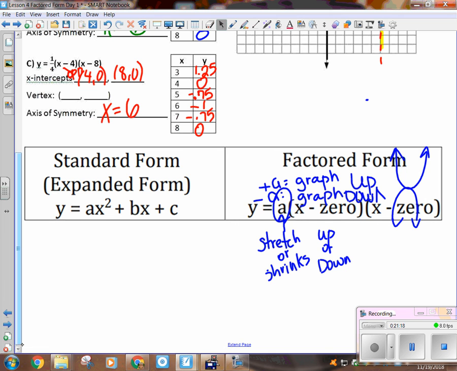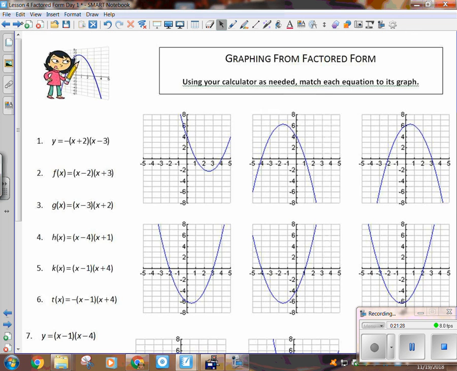Everybody ready to try some matching on the back? Not yet. Everybody ready to try matching on the back? It's going to be a class activity. Here we go. Okay. You're trying to match. Everybody ready? All you have is a generic graph. I do see number 6 has a negative in there. I see number 1 has a negative.